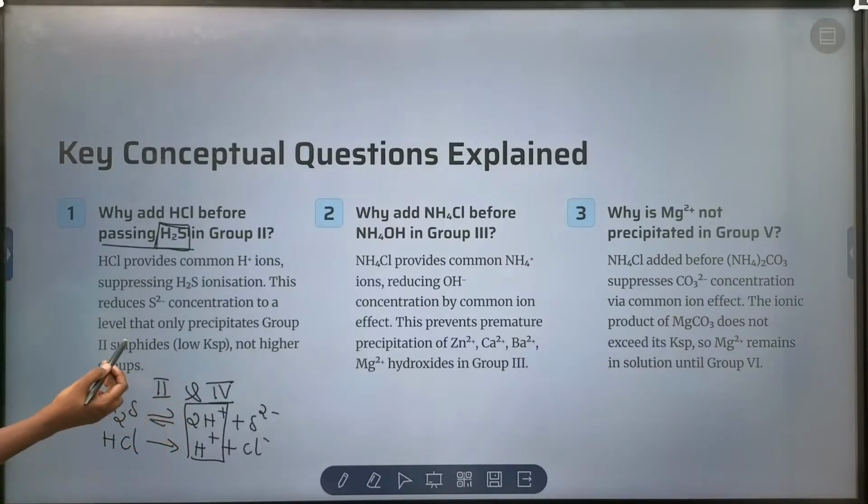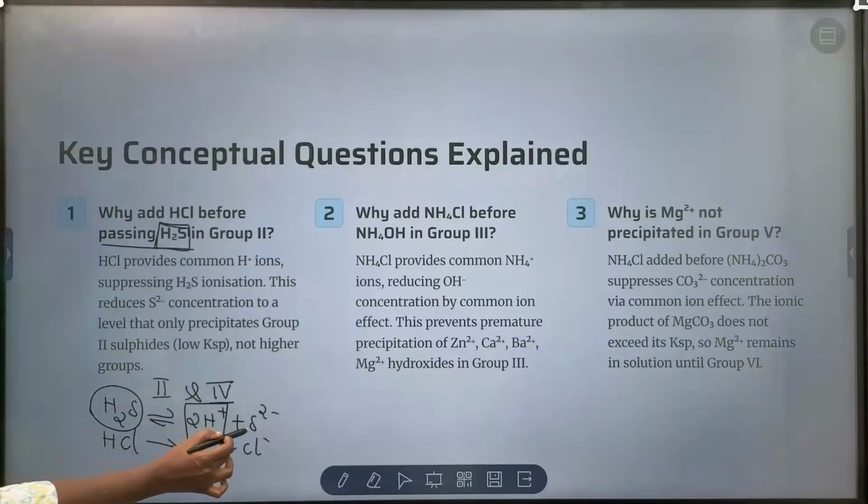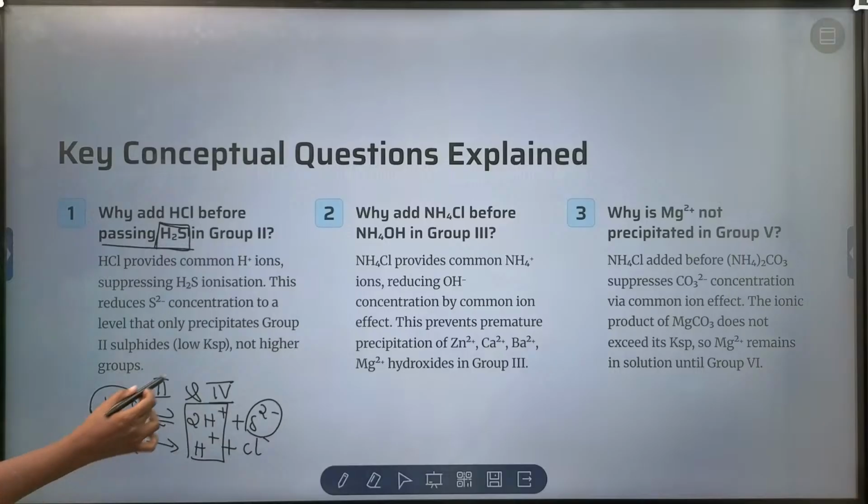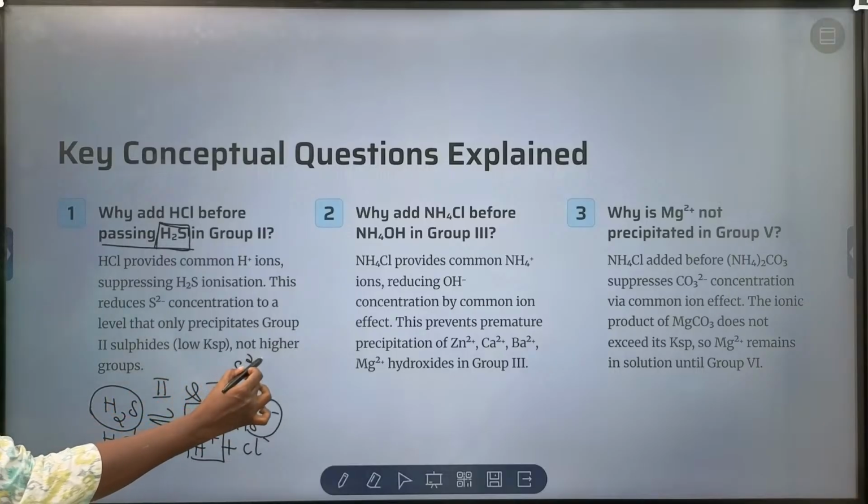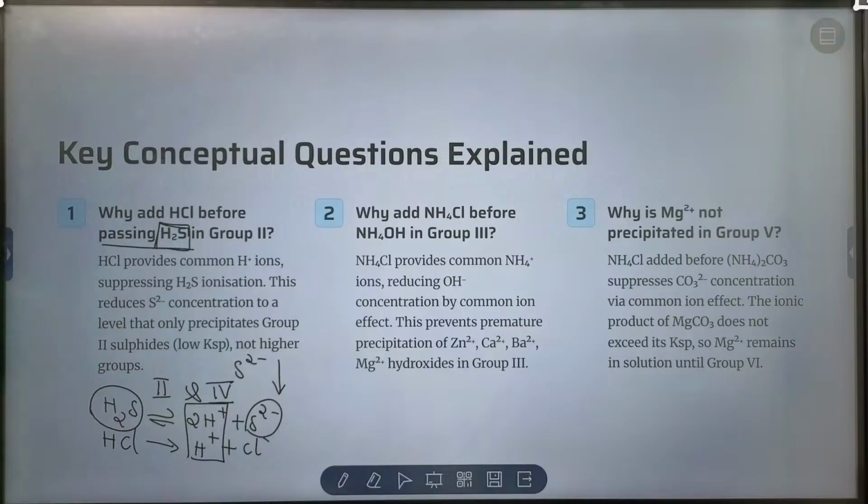The equilibrium will shift towards the left, and you will have more hydrogen sulfide rather than sulfide ion. So the sulfide ion concentration will be less. Okay, so the sulfide ion concentration is less, and if the Ksp is low, then that substance will be precipitated.